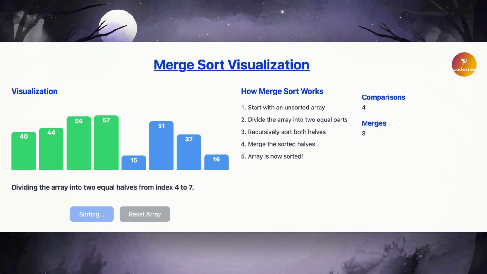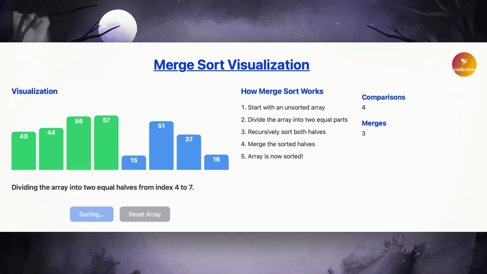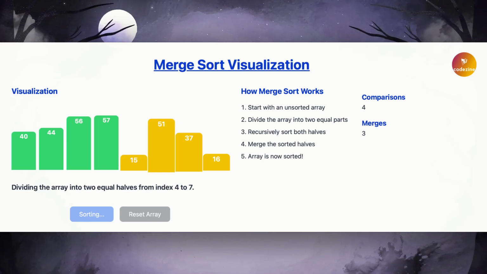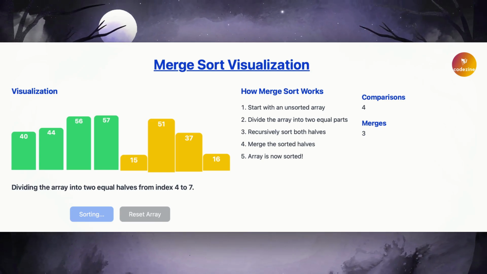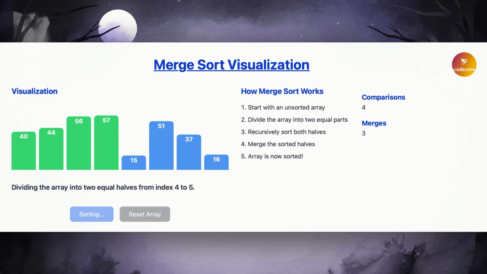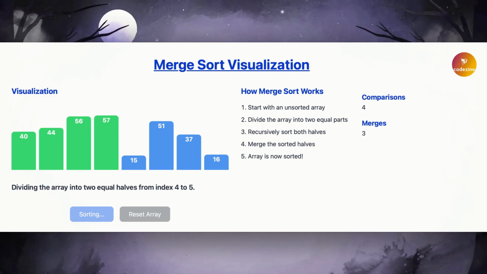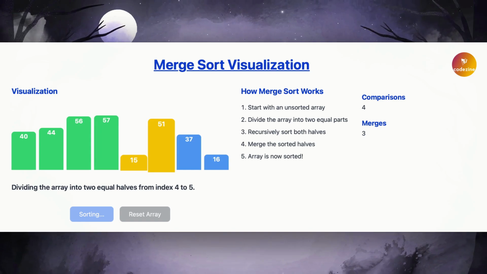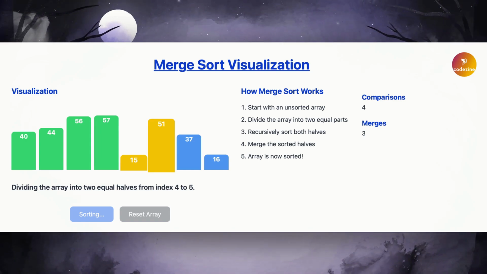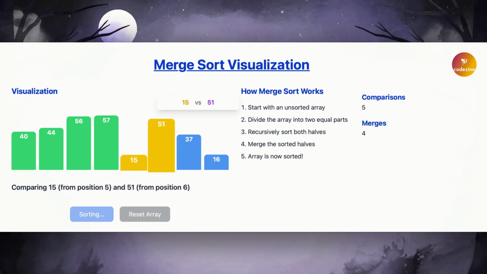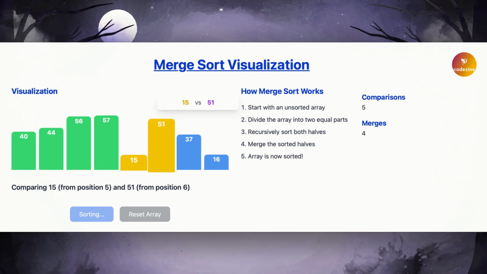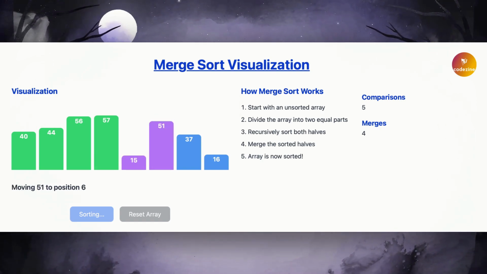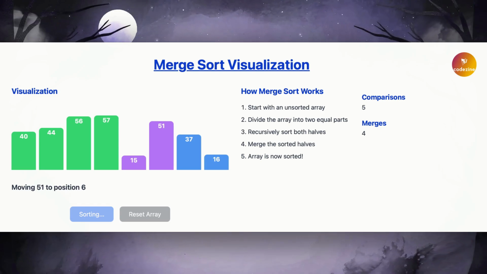Dividing the array into two equal halves from index 4 to 7. Dividing the array into two equal halves from index 4 to 5. Comparing 15 from position 5 and 51 from position 6, moving 15 to position 5, moving 51 to position 6.